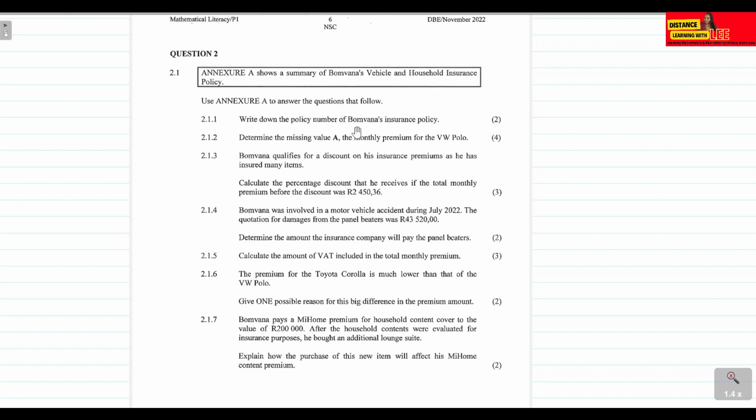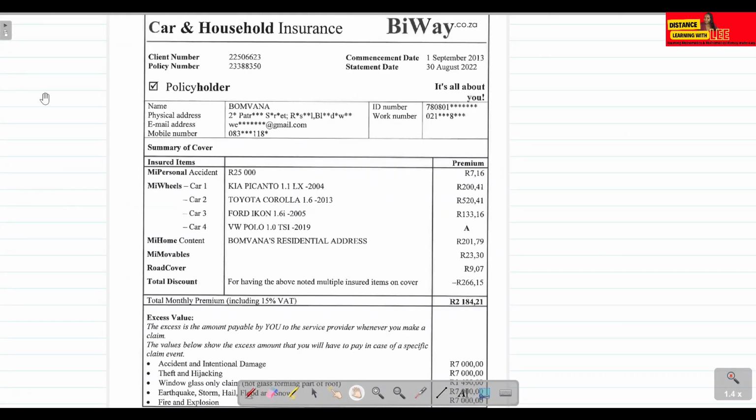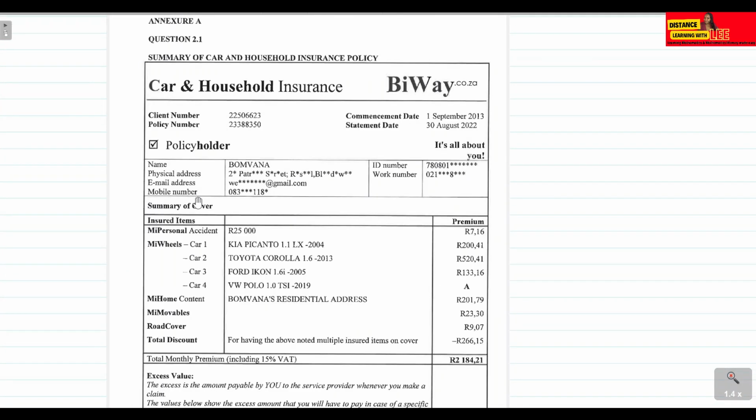Write down the policy number of Bomvana's insurance policy. Okay, so this one is nice and easy. All we basically have to do is have a look at this insurance policy document and find what the policy number is. Okay, this one is nice and easy, right?